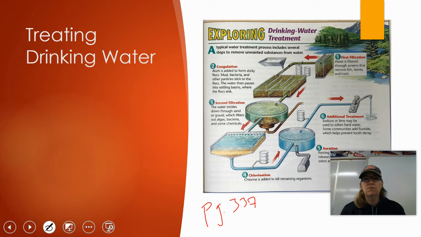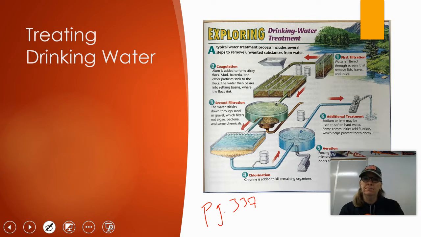This is the treatment of drinking water. Now, you're going to see there's two different treatments we're talking about in this chapter. Treatment of drinking water and the treatment of wastewater. Wastewater is like bathroom water. That doesn't get treated to the level that you can actually drink it. We'll talk about that in a minute.